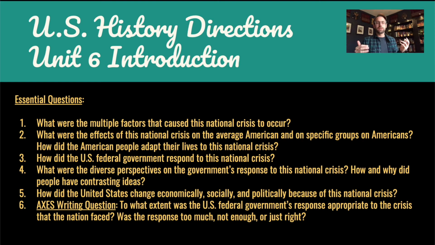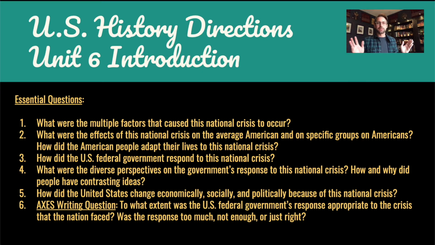Next up, how did the US federal government respond to the crisis? The government's in a position to do something about it. What did the government do? People might be suffering. Did the government step in to help them? Next up, what were the diverse perspectives of what the government actually did?